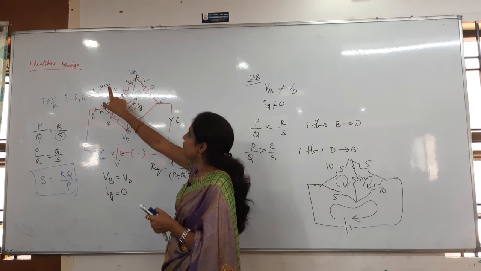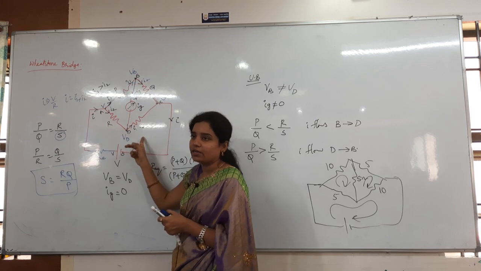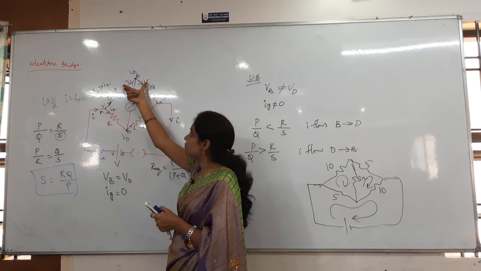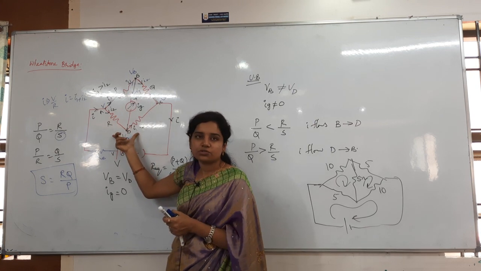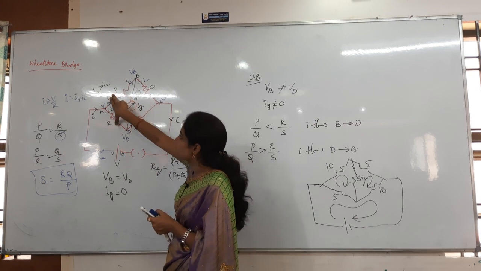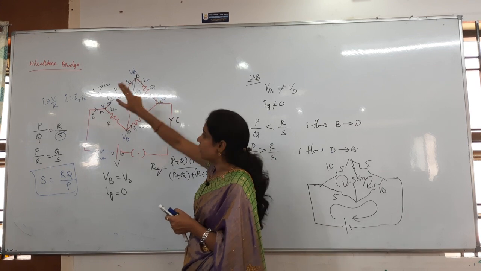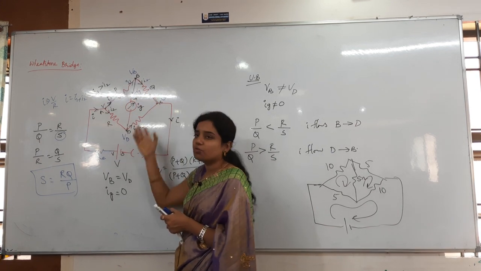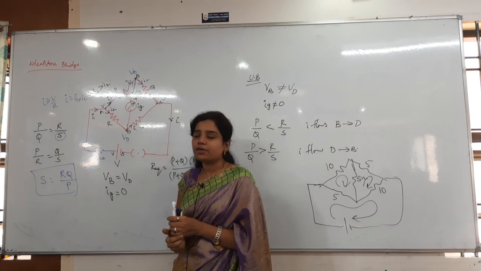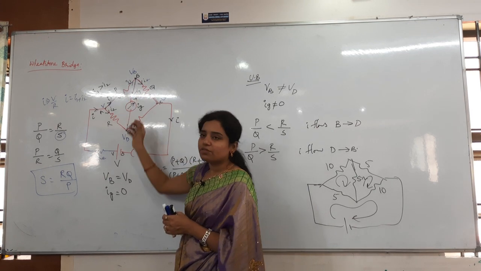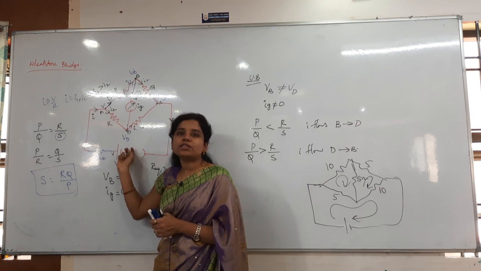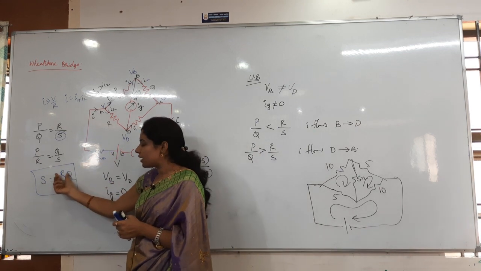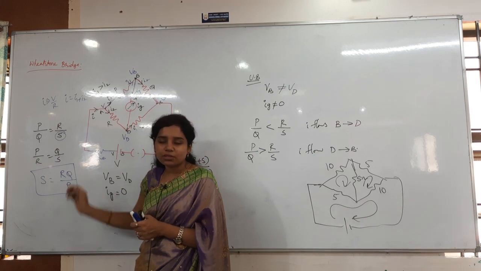So directly only 4 resistors will be there, P, Q, R and S. Whenever the bridge is balanced, at that time the ratio of these 2 resistors is equal to the ratio of these 2 resistors. Either P by Q is equal to R by S, otherwise P by R is equal to Q by S. Anything is correct. Okay. Now in that, any value will be unknown. You have to find out that unknown value only. So if S is unknown, S is equal to RQ by P. That is about the balanced case.